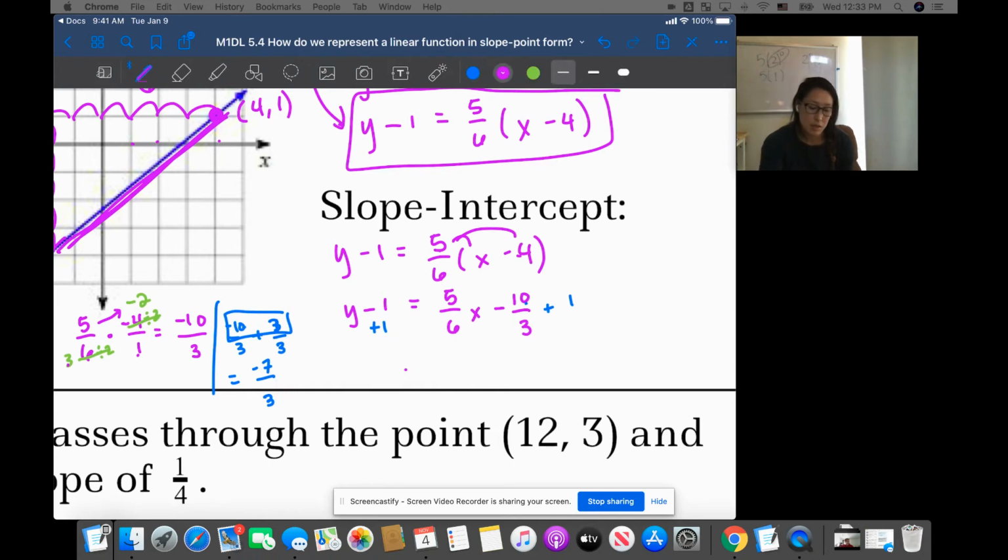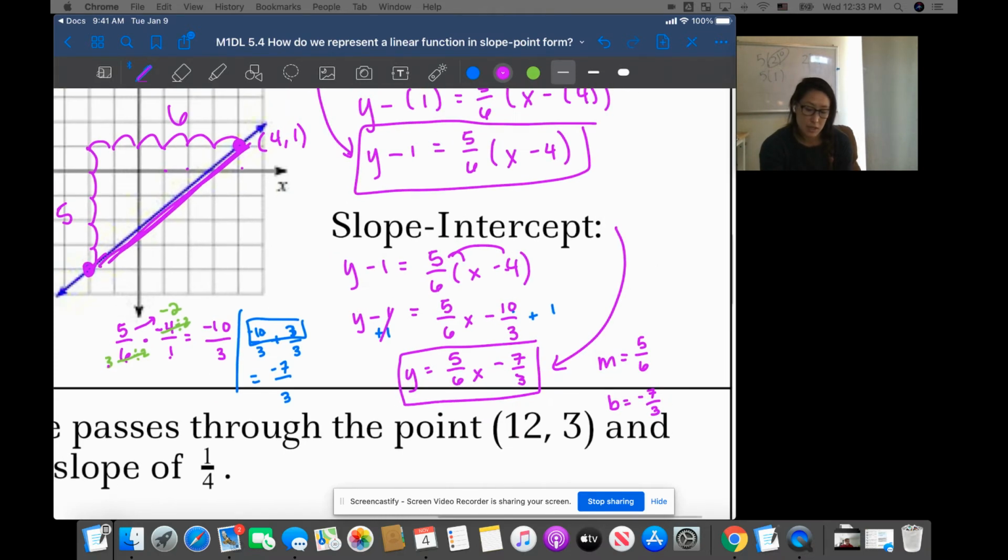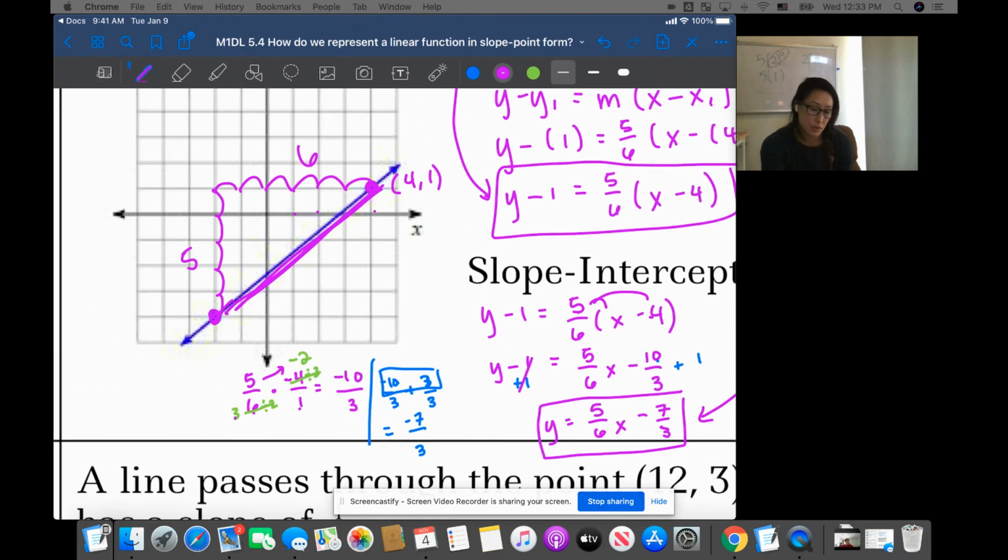So my equation in slope-intercept is 5/6x minus 7/3. Okay, this is slope-intercept form. The slope is 5/6, and the y-intercept, the b value, is -7 over 3, which is like -2 and 1/3. So if I look at my y-intercept, I go 1, 2, and a little bit more. So going a third of the way between -2 and -3.